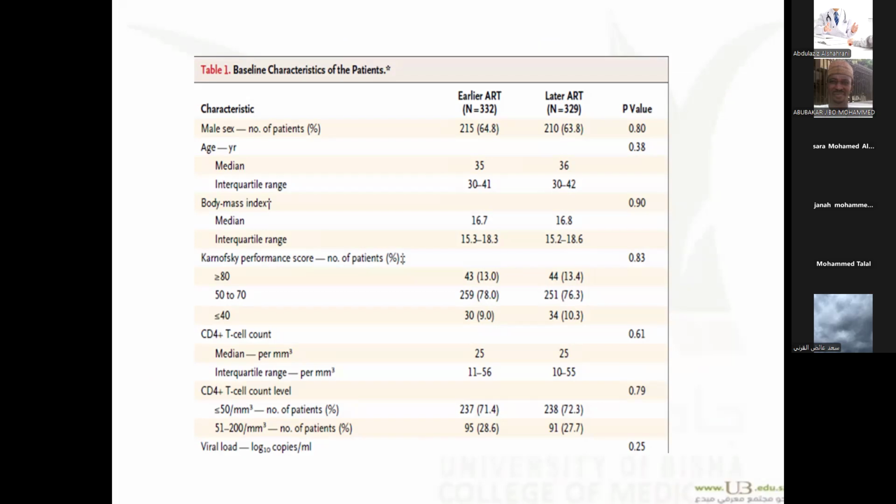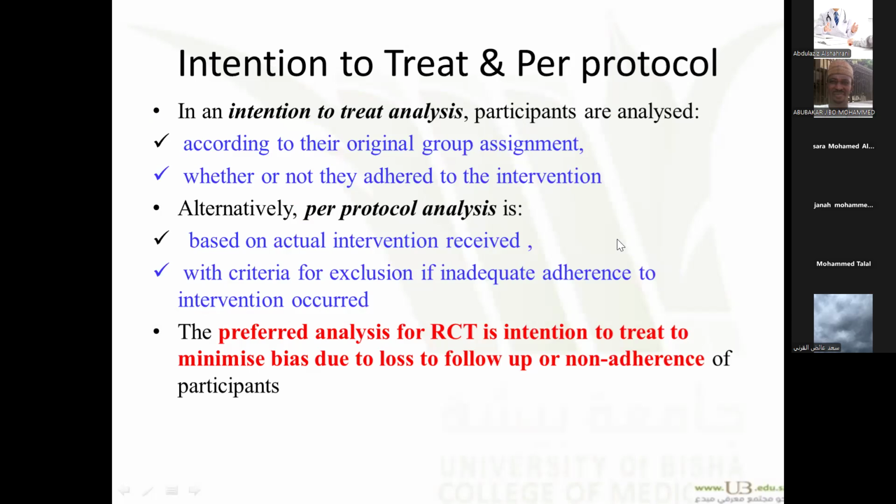So this is just like a tabular presentation of the clinical trial I showed you earlier. Okay, so you can see the gender, you can see the age, and as the patients have been grouped into those who have had earlier ART and those who have had later ART, they've been followed, and these are the outcomes. Now, in a clinical trial, there are phenomena that are very important. First is randomization, which needs to be very, very effective. Second is intention to treat.